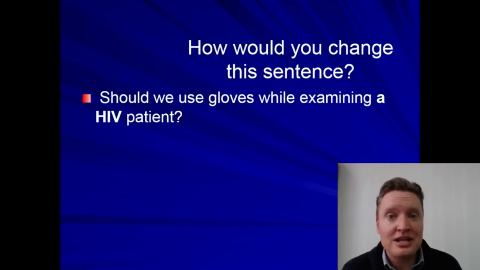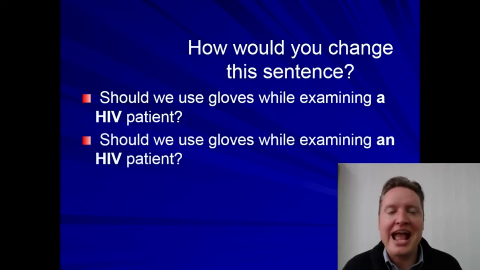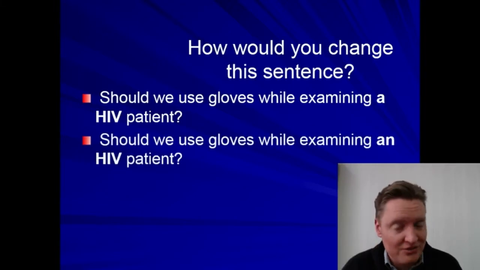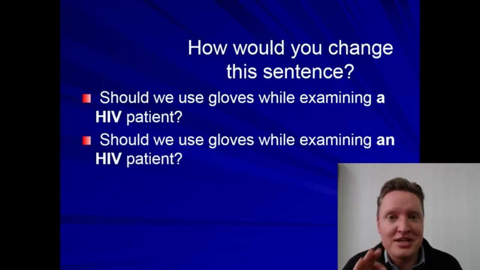Here's another example. Should we use gloves when examining a HIV patient? Now, H is a consonant, but we say "aitch." So that's why we would say an H. You hear the A sound? An HIV patient.